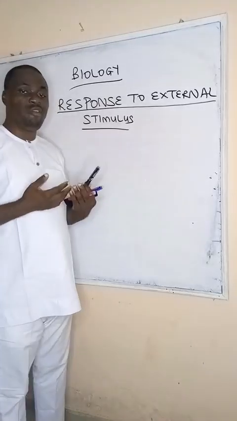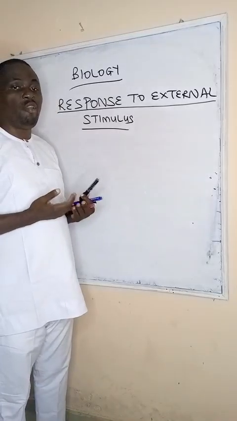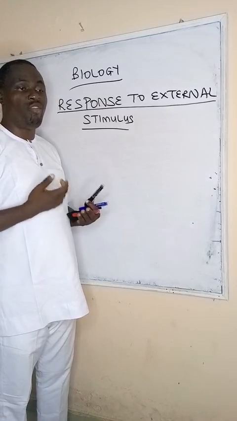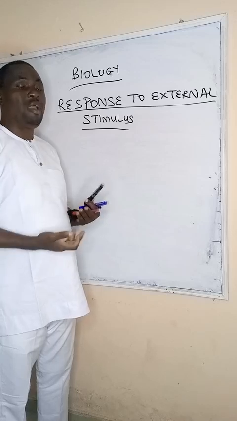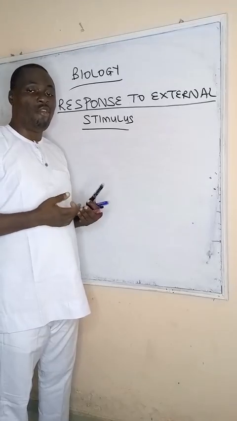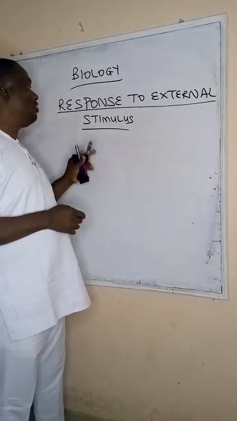Response to stimulus generally is called irritability. The ability of living organisms to respond to stimulus, be it external or internal, is called irritability. It is one of the characteristics of living things. Now, what is stimulus?